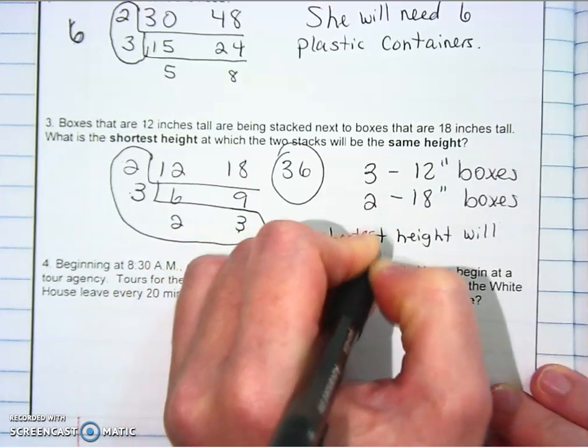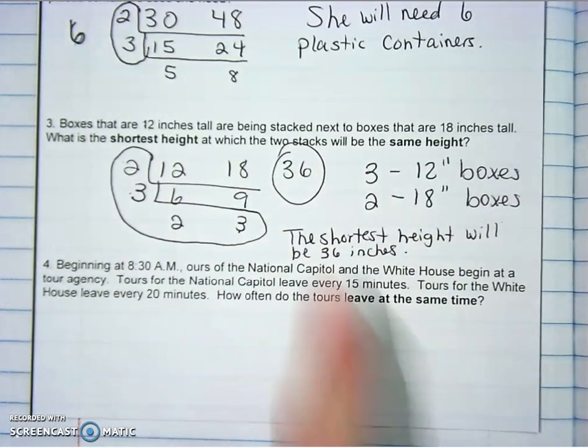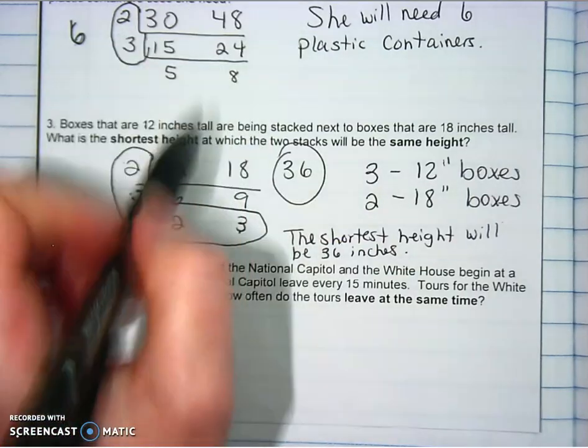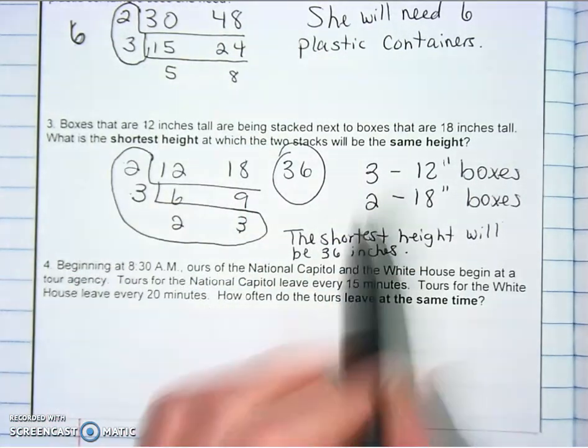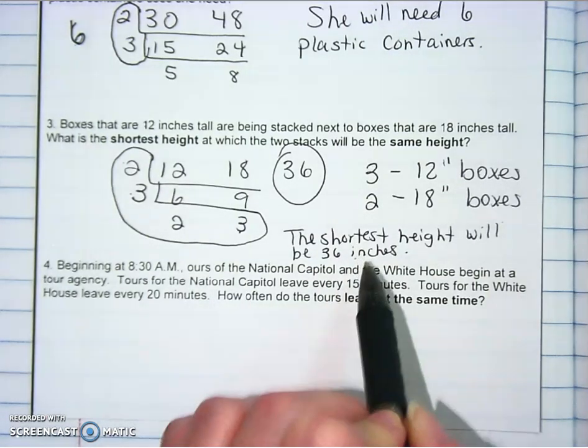36 inches. And whenever you see a word problem, the answer always needs to be in a sentence form, because you're answering the question. So this is how we show our work, and this is how we check it, but this is the answer that we're actually looking for, the one with the sentence.